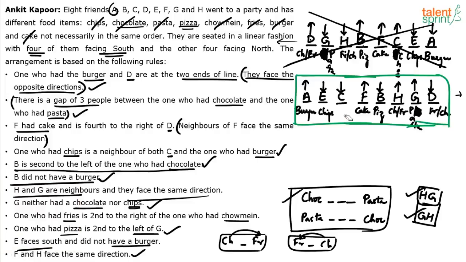C is chocolate and G is pasta, right? C is chocolate. Let me note that here. C is chocolate and G is pasta. Let's see if anything is written about chowmein and fries. What else is given about chowmein and fries? Okay, this point will help us, right? The one who has fries is second to the right of chowmein. See, the one who has fries is second to the right of chowmein.